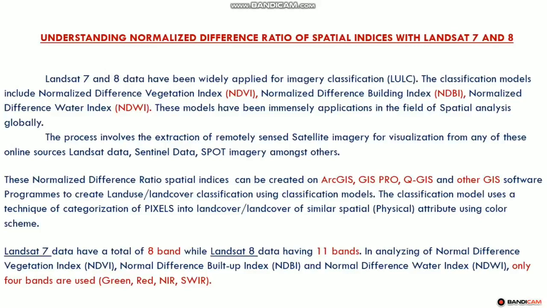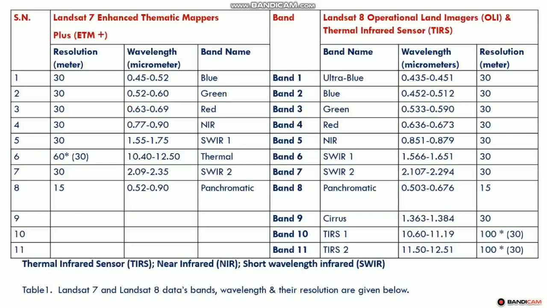Now, Landsat 7 has a total of 8 bands, while Landsat 8 has a total of 11 bands. Now, for analyzing vegetation, built-up index, and water index, we basically use 4 bands, which are the green, red, near infrared, and short wave infrared. Now, on the next slide, here is a table housing Landsat 8 and 7. Landsat 7 is the Enhanced Thematic Mapper, which you can see has the bands from number 1 to 8 here, while Landsat 8 has 11 bands from 1 to 11.